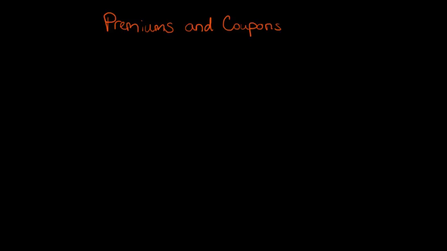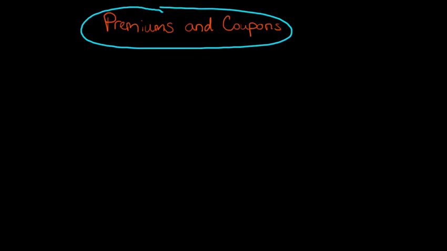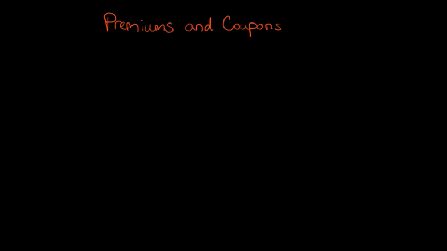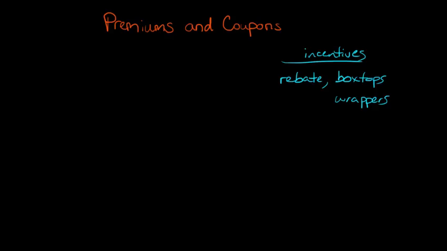In this video, we're going to talk about how to account for premiums and coupons that firms sometimes offer. So we know that firms will give incentives to customers in order to purchase their product, and these incentives could be some kind of mail-in rebate. They could be if you submit X number of cereal box tops or X number of wrappers or labels, and then we'll send you a free toy. These types of things are just incentives to get customers to buy.